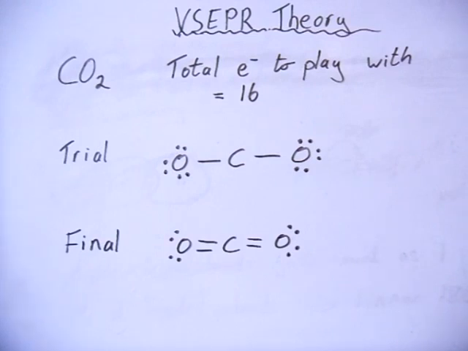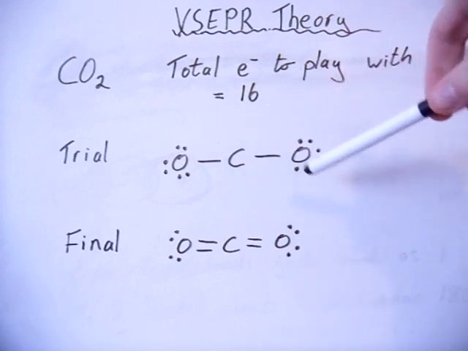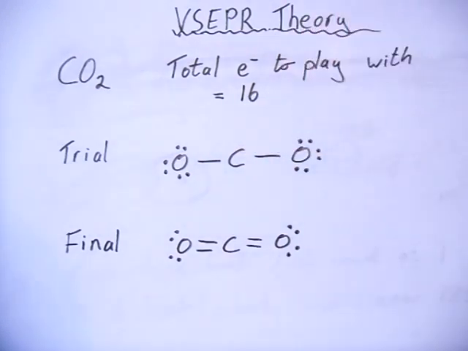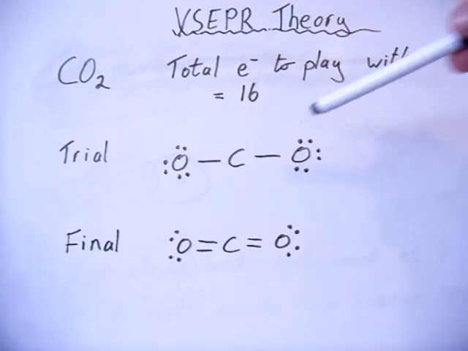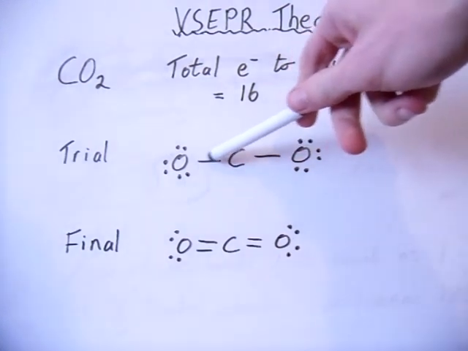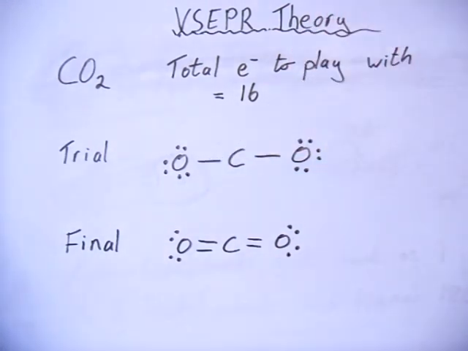So the next thing to do is make an actual trial structure. So obviously everything's got to be bonded to each other. Now carbon will typically be your central atom in all of the compounds that you're looking at, because it forms the most amount of bonds. So we put carbon in the middle, we'll form one bond to each of the oxygens on the outside here. Now that still gives us some electrons to play with, because obviously we'd have only used 2, 4, so we'd still have 12 to go.